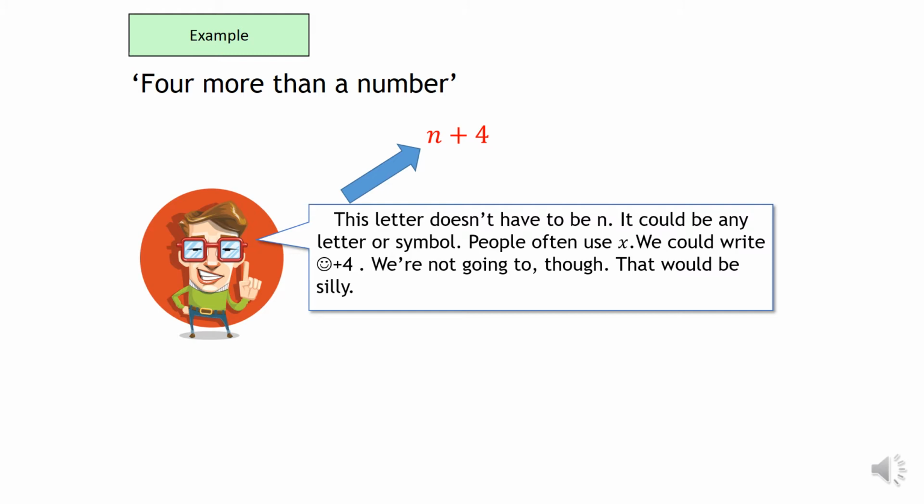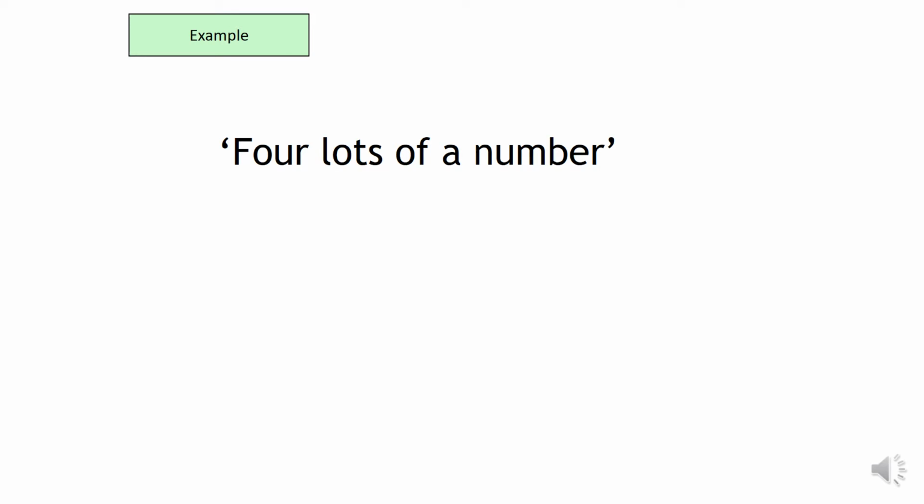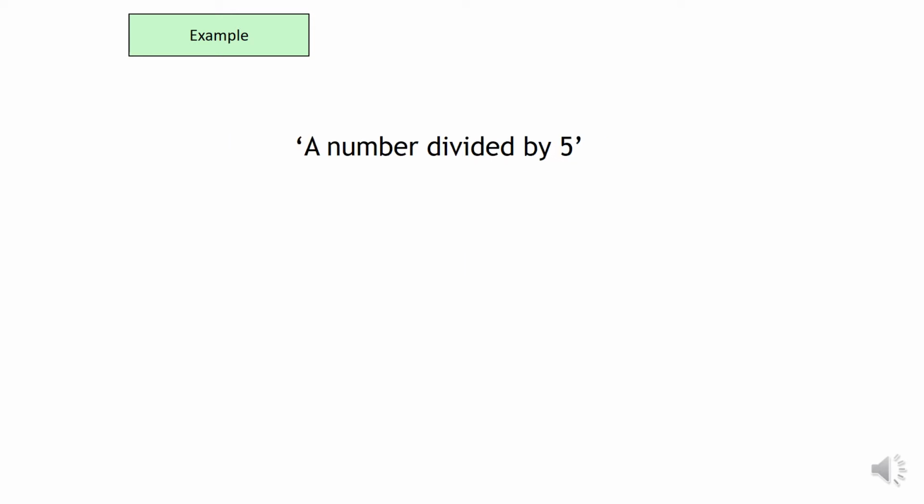Now let's have a look at, for example, here, 4 lots of a number. So, for example, if our number was 2, what would 4 lots of 2 be? That would be 8. But because we don't know what the number is, it's not telling us that it's 2, we have to leave it as a letter. So again, we'll use n. And if I have 4 lots of n, it is going to be 4 times n, which we should all know equals 4n. Okay, so 4n is the exact same thing as 4 lots of a number.